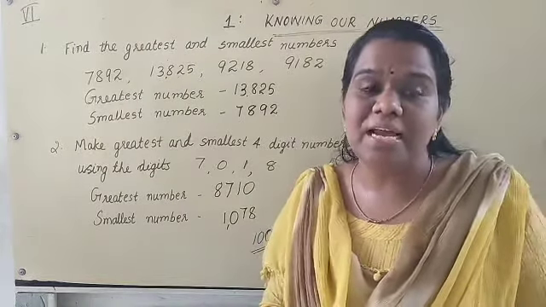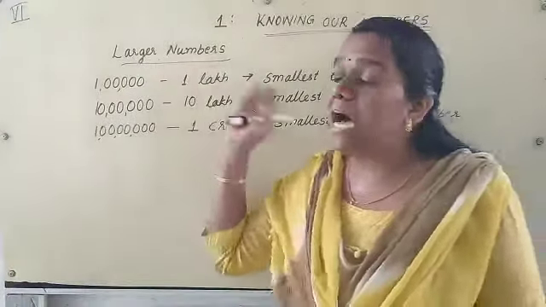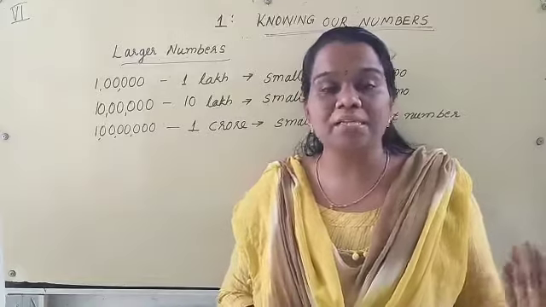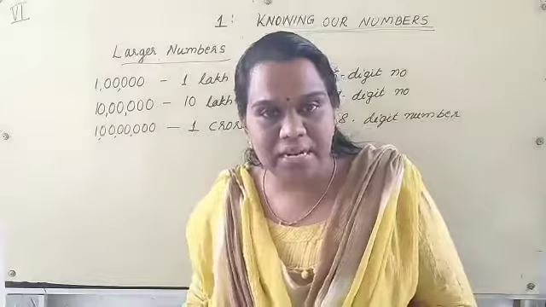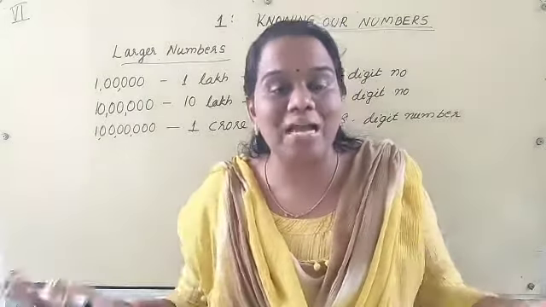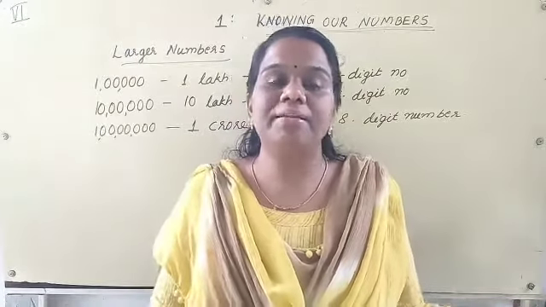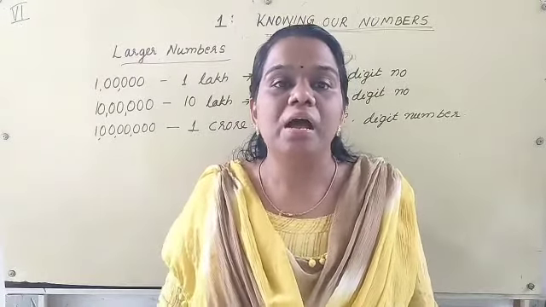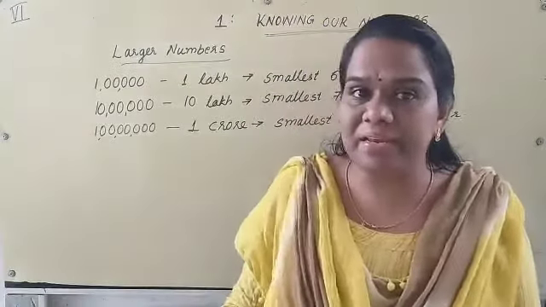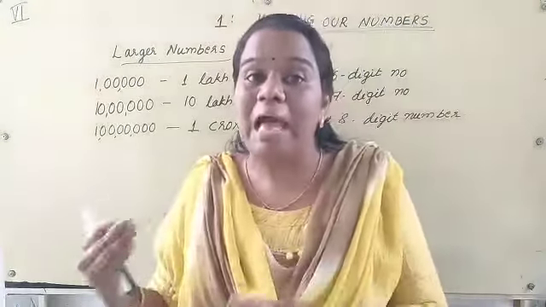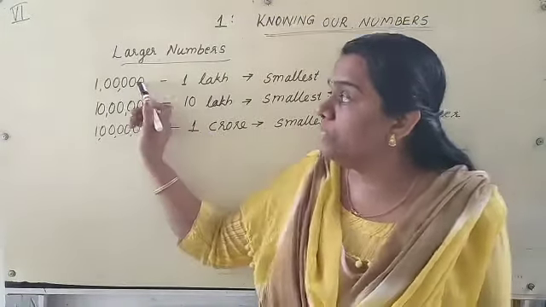Now let us study some larger numbers. In class 5, you have studied numbers up to 1,000, 10,000, etc. Now we can discuss some larger numbers. When we discuss the population of India, what is the approximate population? More than 140 crore people are in India. So we use lakhs and crores. How do we read such a number?